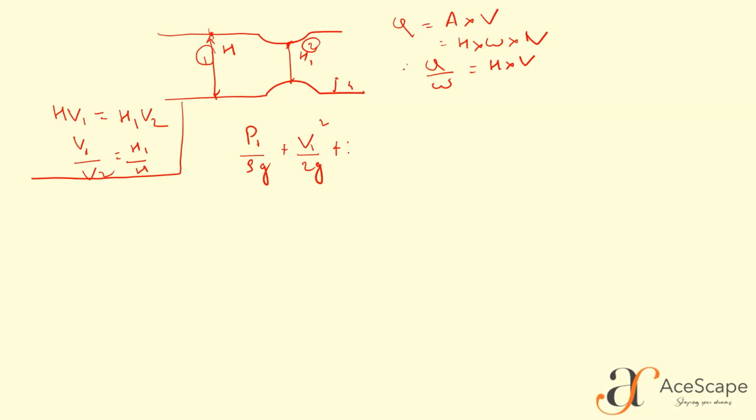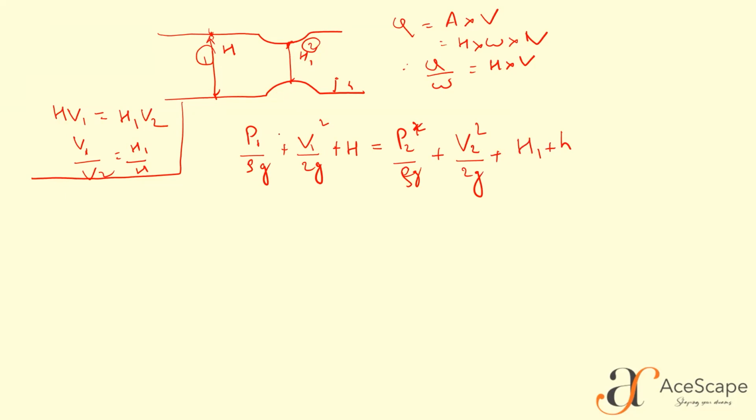So the elevation is height h, and that is equal to P2 by rho g plus V2 square by 2g plus the height of this point from the datum that we have assumed. It is nothing but h1 plus h, right? This is the h1 point and the hump's height is small h. So we can say it is capital H1 plus small h.